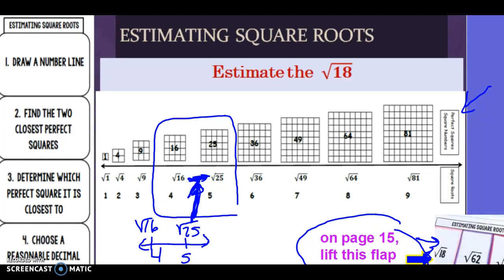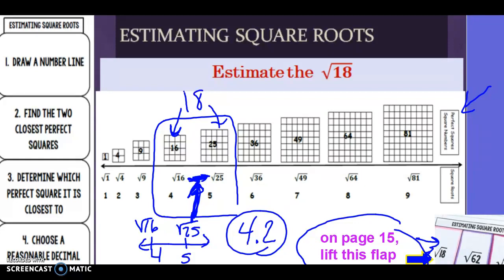Now, to get a better estimate than just in between 4 and 5, you can see, okay, well, where is the number 18 closer to? Is 18 closer to the 16 or closer to the 25? Well, 18 is only 2 spaces away from 16, but the number 18 is 7 spaces away from the number 25. So it's closer to the 16. The distance between those two, again, is about 10. So since it's like 2 spaces away from the 16, I could say it's about 4.2. And that's my decimal approximation.